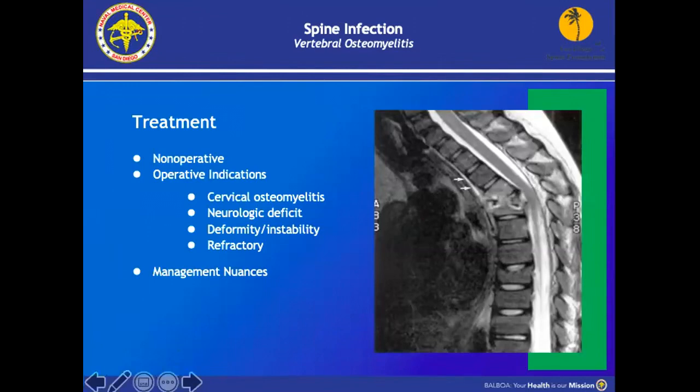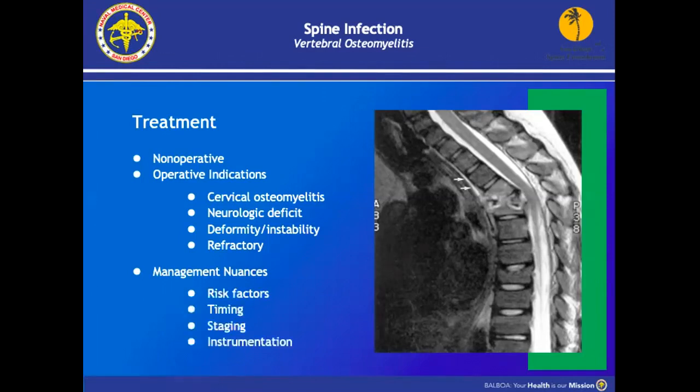The gold standard in the past is usually anterior debridement and strut grafting, plus or minus posterior instrumentation, with the main goals being accurate organism identification, source control, and then mitigation and reversibility of neurologic deficits, and then finally maintenance of spinal stability. So my questions, just reviewing the literature initially, were: what are the identifiable risk factors for patients that will fail non-op?